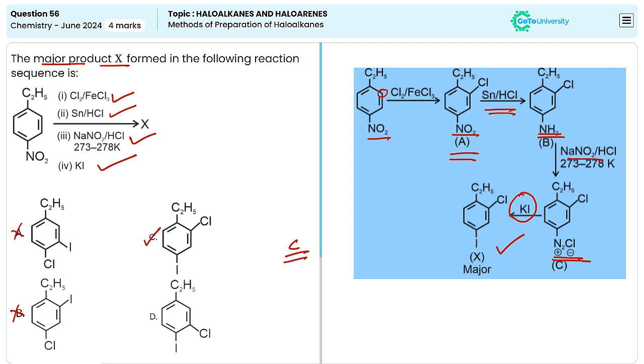And the correct answer is option C. And D is also wrong. Here iodine is on the correct position and chlorine is not at the correct carbon atom.